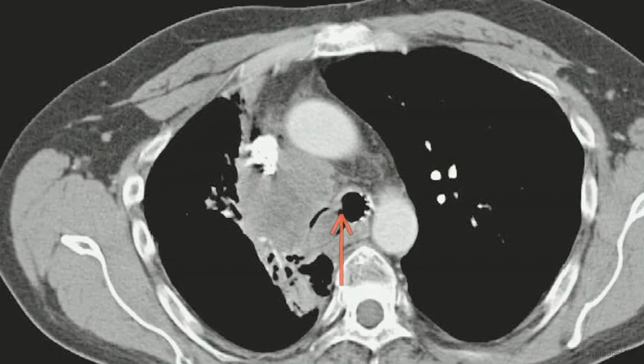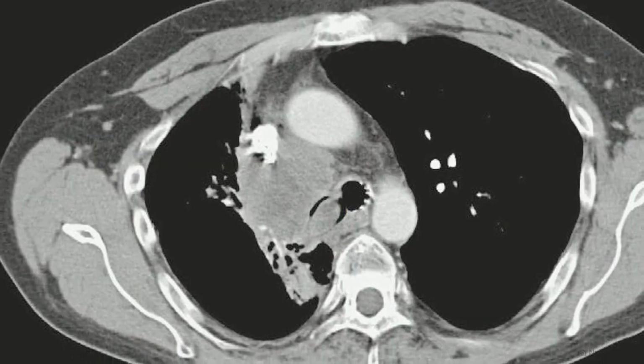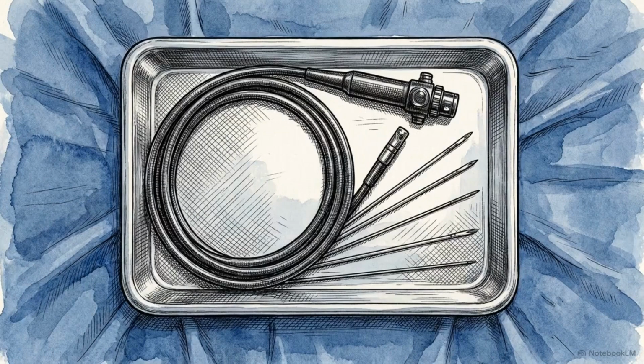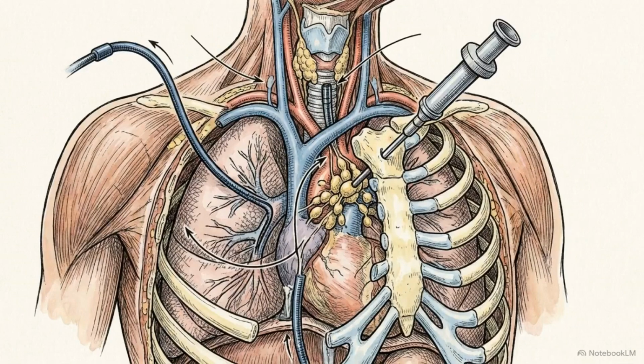This CT scan shows a large mediastinal mass compressing the central airway. Imaging identifies these central tumors, but you must evaluate the surrounding mediastinal lymph nodes to establish an accurate clinical stage. To secure a tissue diagnosis, surgeons use targeted invasive tools. Flexible bronchoscopy visualizes the segmental airways, while endobronchial ultrasound and mediastinoscopy sample the adjacent lymph node stations.